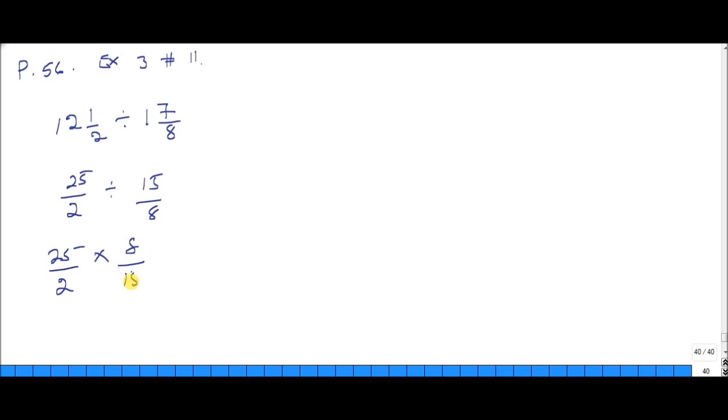So we have 25 over 2 multiplied now by what? 8 over 15. 2 into 2 one time and 2 into 8 would go 4 times. We say 5 into 15 can go 3 times, and 5 into 25 can go 5 times. 5 fours would make 20 over 3. We say 3 into 20 goes 6 times, because 6 threes would be 18 and 2 over 3. So 12 and a half divided by 1 and 7/8 would be equal to 6 and 2/3.